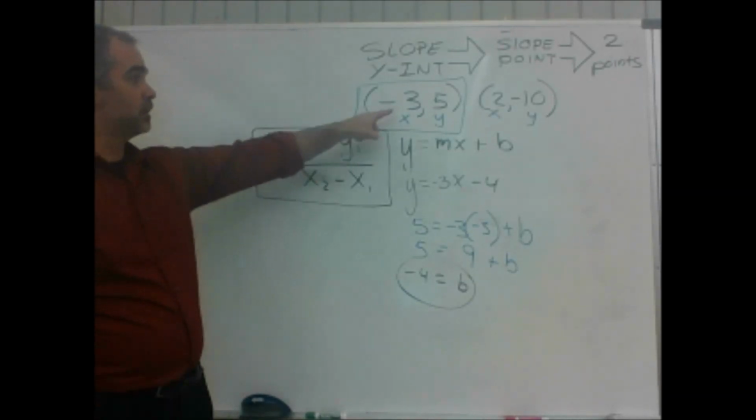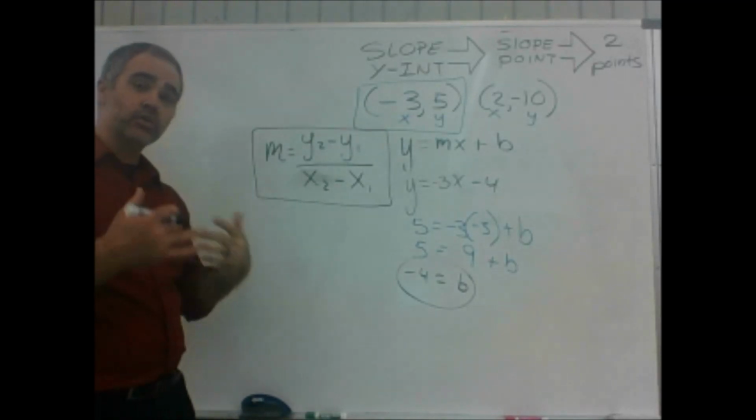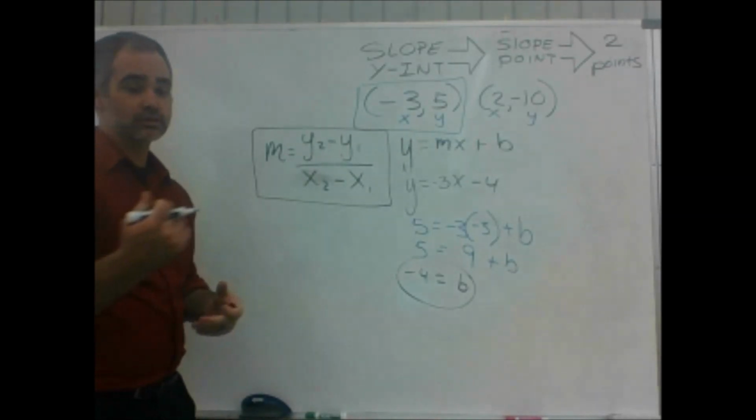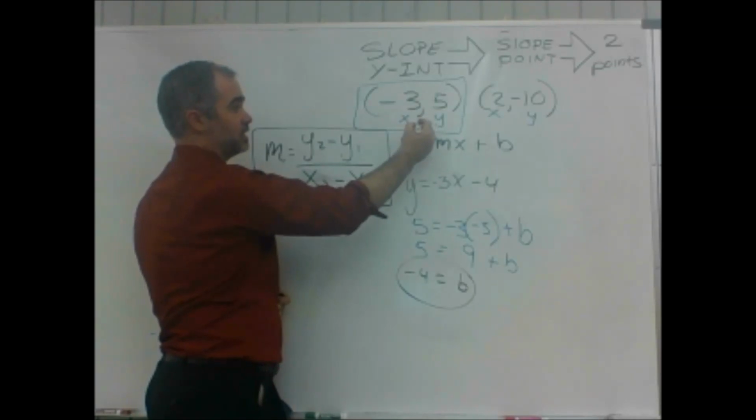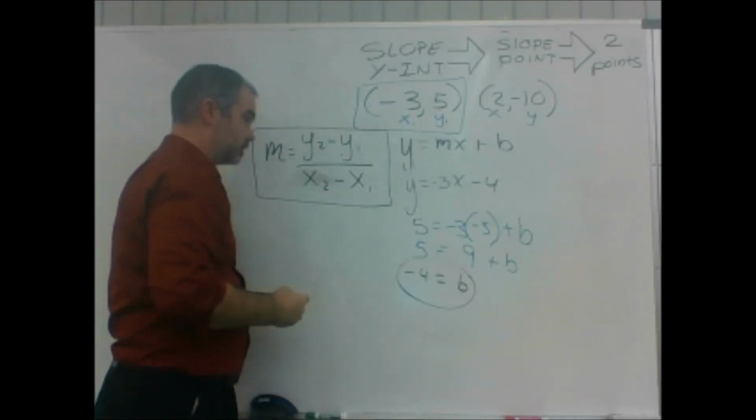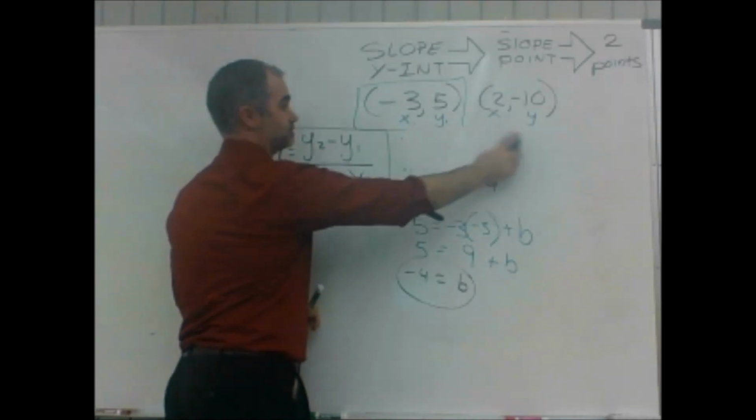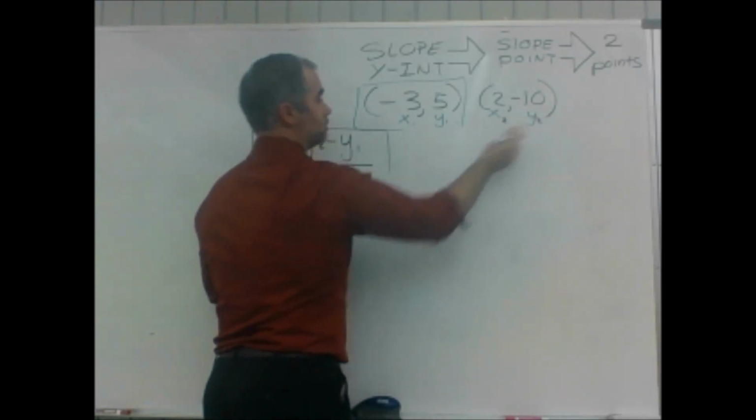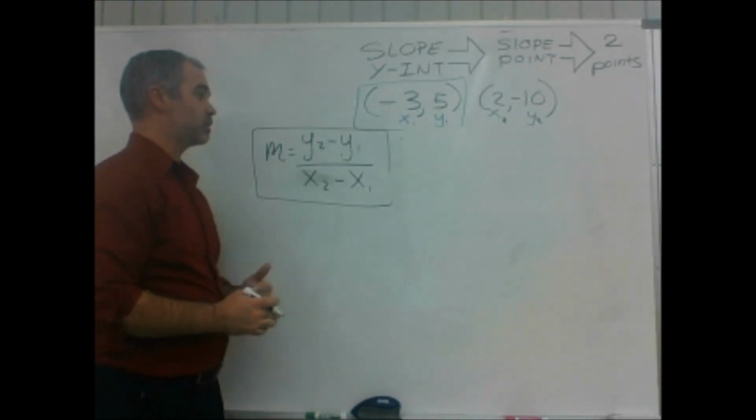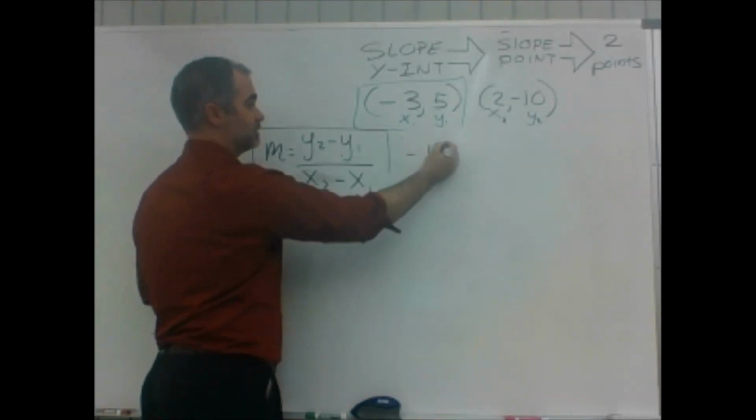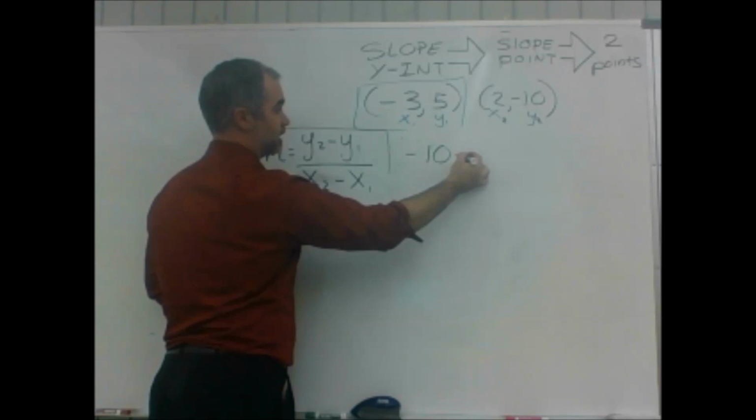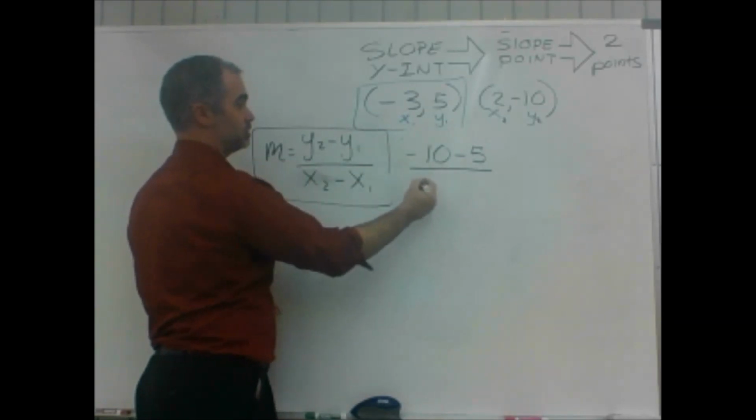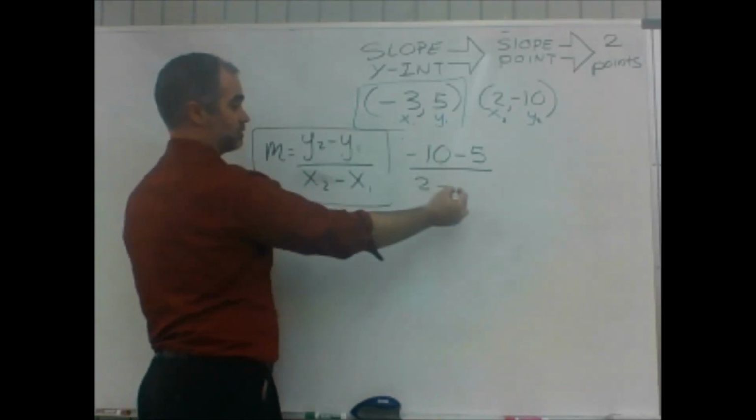So what I'm going to do here, I'm going to plug in my x's and my y's. And a great idea, if you are going to use the slope formula, is to name your points. So if I've got the x and y under here, I'm going to name this as x1 and y1. Notice those numbers are together in the same coordinate. And I'll name this one x2, y2. Once you name them, you simply plug them into the equation. So the y2 is negative 10. The y1 is 5, so it's negative 10 minus 5 over x2, which is 2, minus a negative 3.